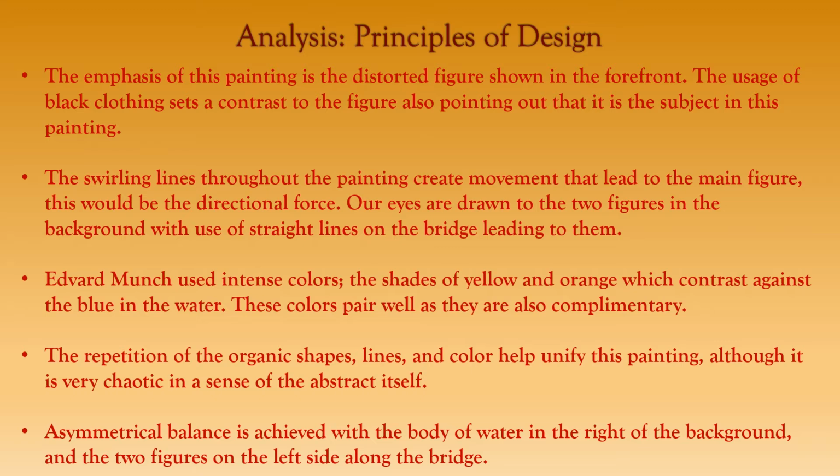Our eyes are drawn to the two figures in the background with use of straight lines on the bridge that lead to them. Edvard Munch used intense colors, the shades of yellow and orange, which contrast against the blue in the water. These colors pair well as they are also complementary. The repetition of organic shapes, lines, and colors help unify this painting, although it is very chaotic in a sense of the abstract itself.